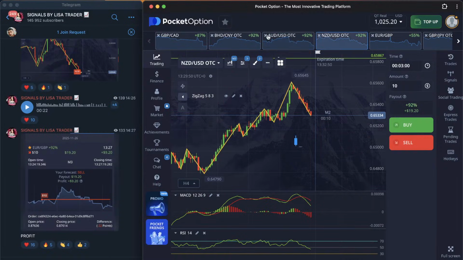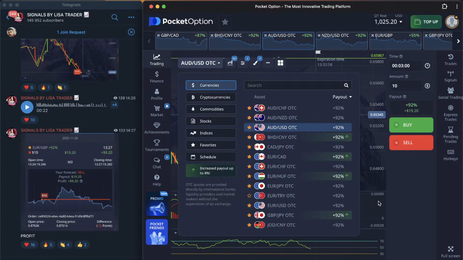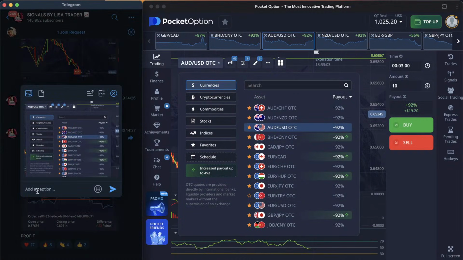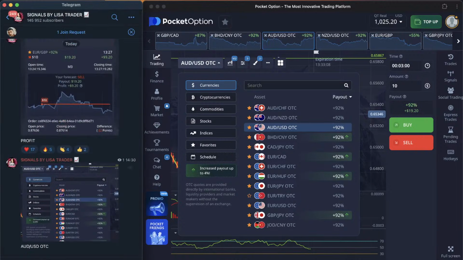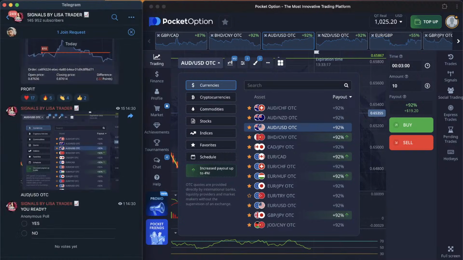Okay, but for now, Australian dollar and US dollar is actually one of the best choices. So let's choose this one. Okay, I'm gonna do the poll. So guys, I'm waiting for you to vote and choose this currency pair.